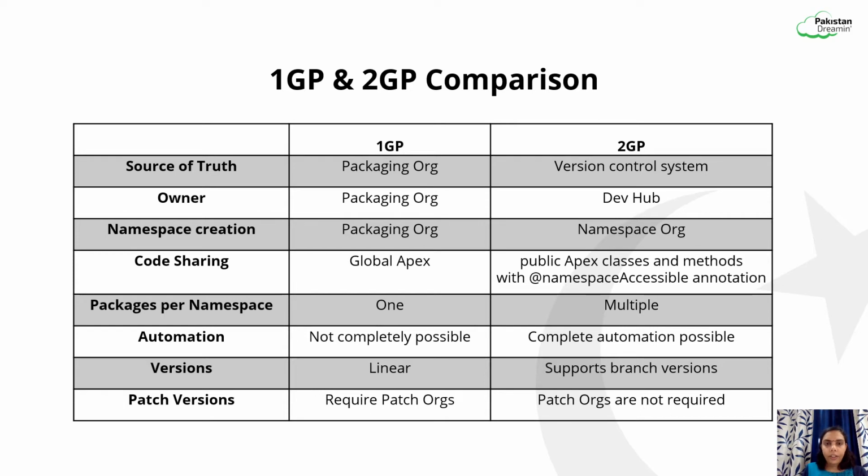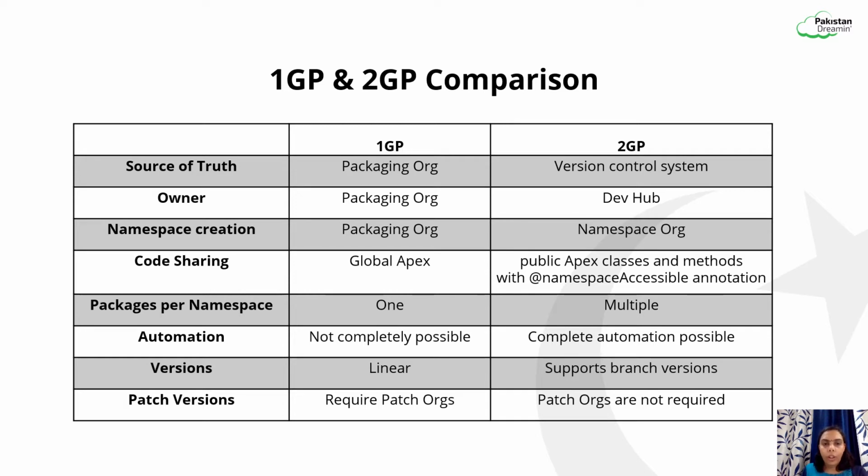Now let's see the differences. There are so many differences between 2GP and 1GP. First one is the source of truth. Source of truth in case of 1GP is the packaging org itself, whereas in case of 2GP it is a version control system.